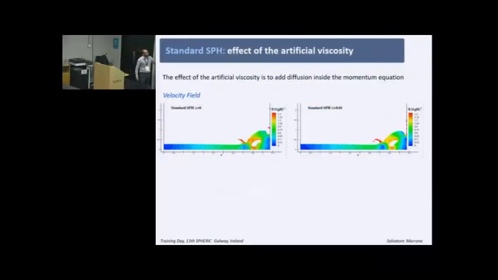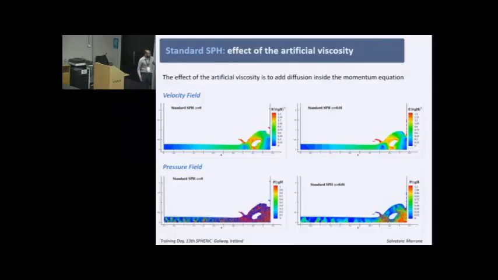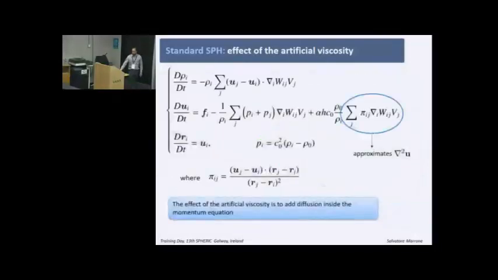And so when we add some artificial viscosity, the velocity field, which is quite noisy, becomes much more smooth. This is because we are adding a diffusive term inside the momentum equation, so we are regularizing the velocity field. But for the pressure field, yes, we get something that is better, but not that much. It's not enough. So, as in the standard SPH, we have a diffusive term that represents a Laplacian of the velocity field.